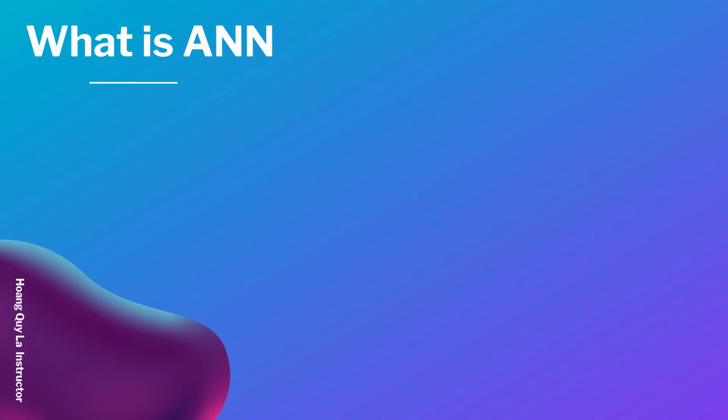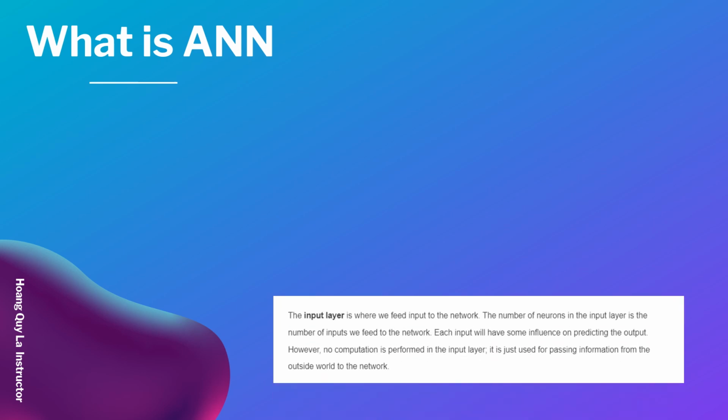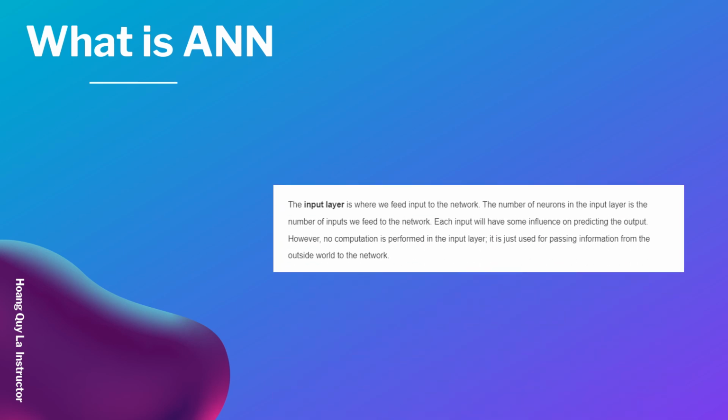So now let's talk about the first layer, which is the input layer. The input layer is where we feed in input to the network. The number of neurons in the input layer is the number of inputs we feed to the network. Each input will have influence on predicting the output. However, no computation is performed in the input layer. It is just used for passing information from the outside world to the network.